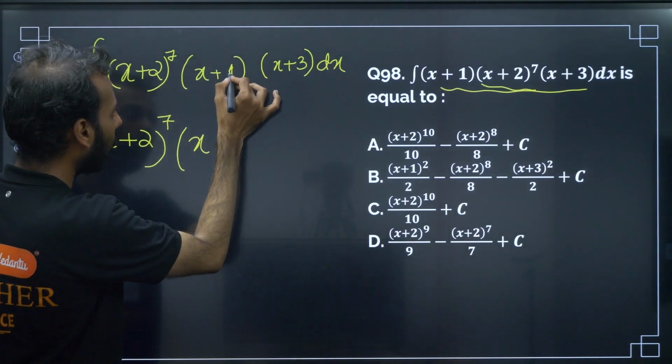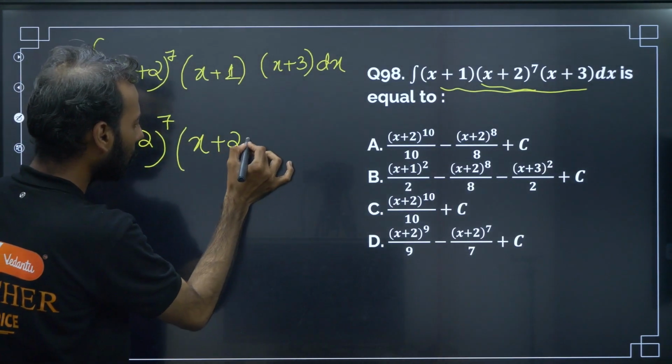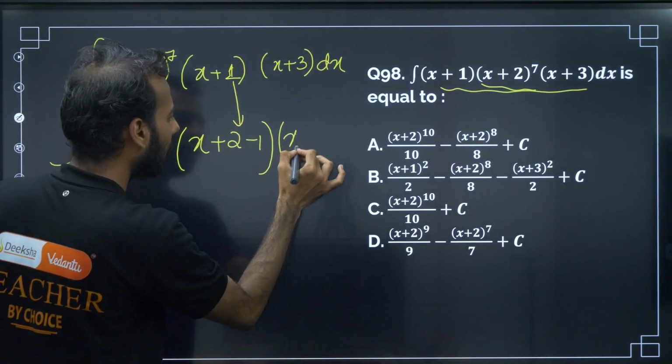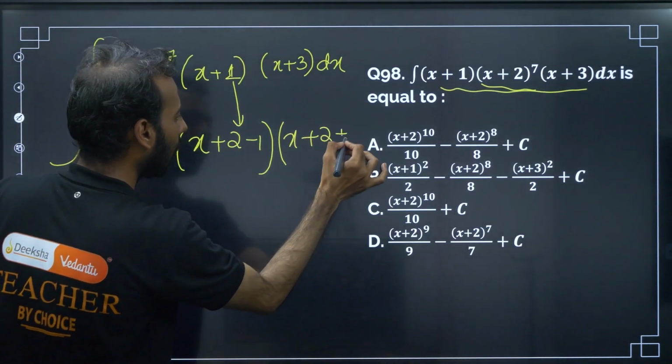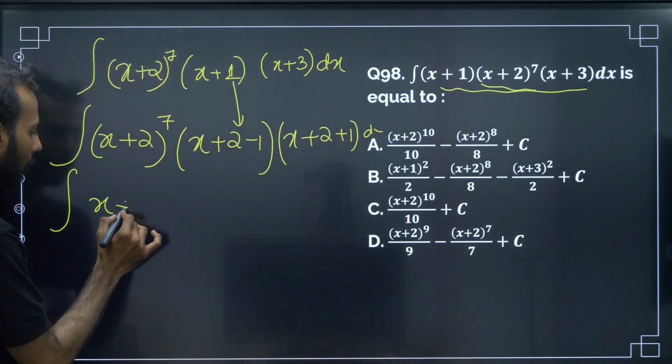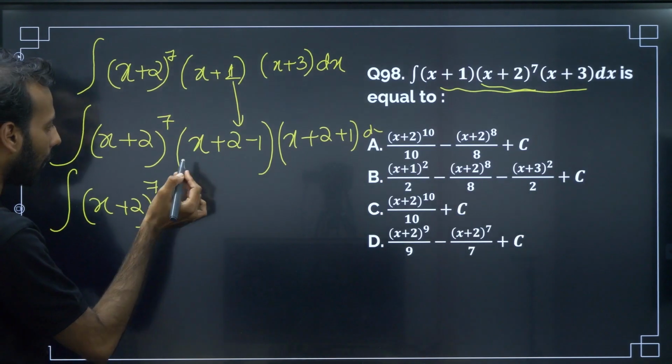Here, rather than this one, I will write positive to negative 1, same thing only, I am writing it like this. Next, for this 3, I will write 2 plus 1 dx as it is, all those things remaining as it is, x plus 2 power 7, x plus 2 power 7.